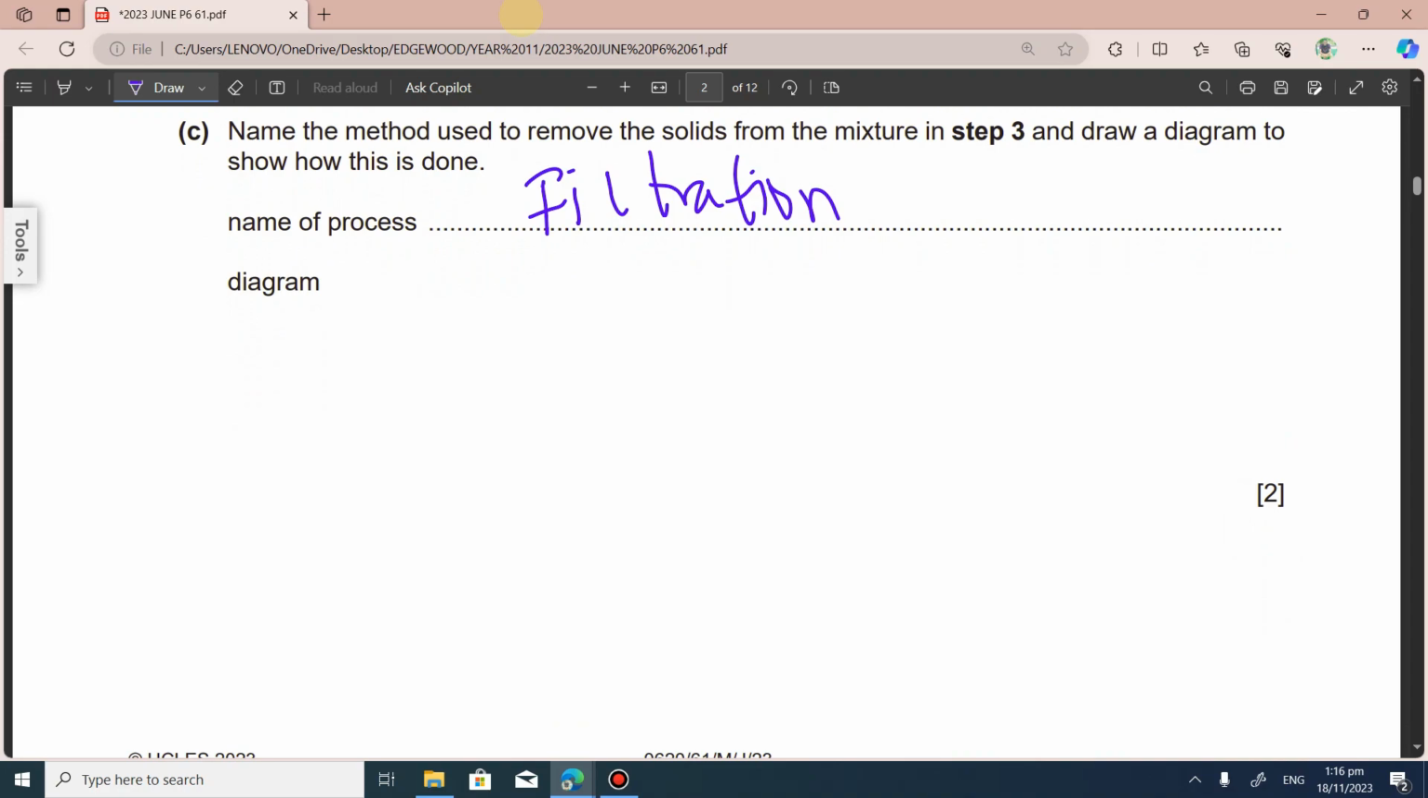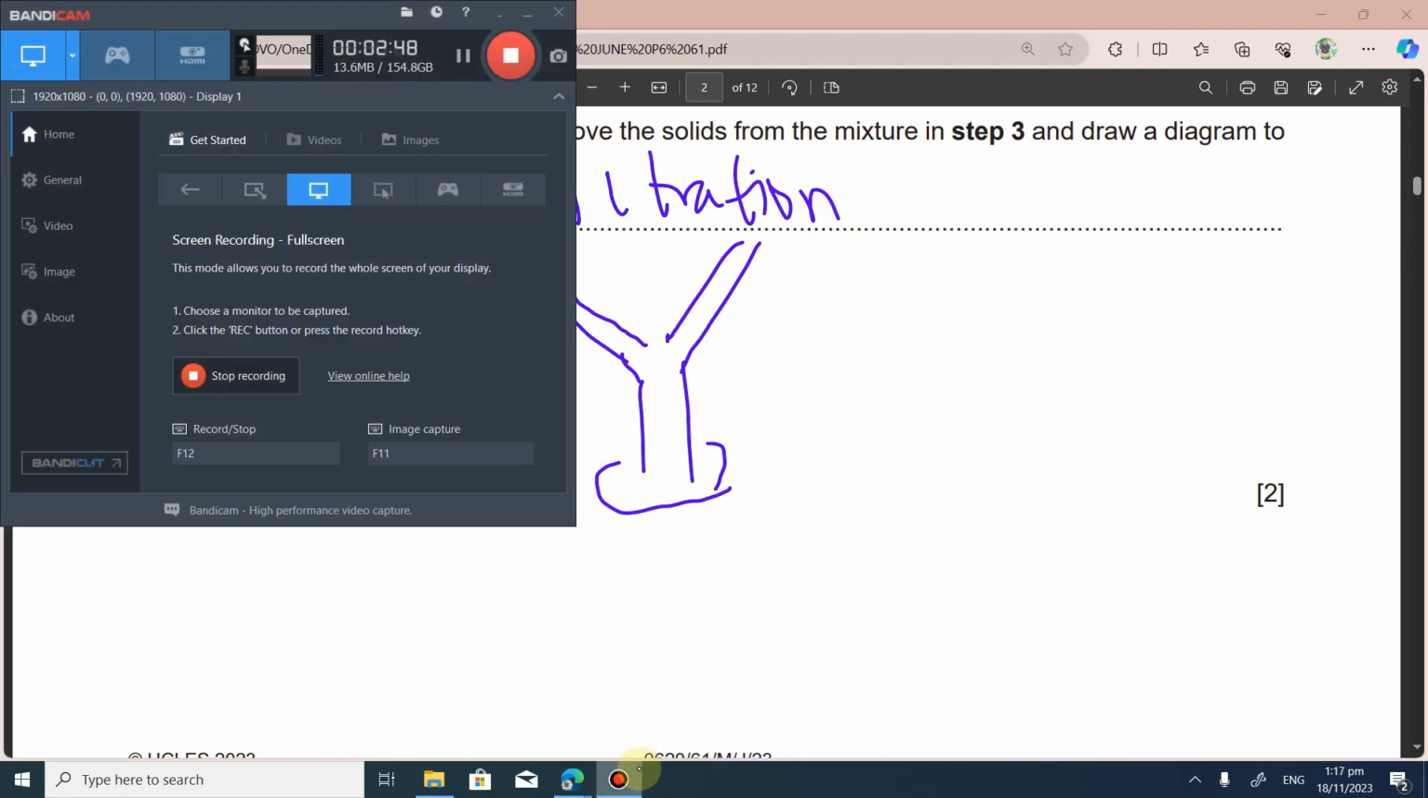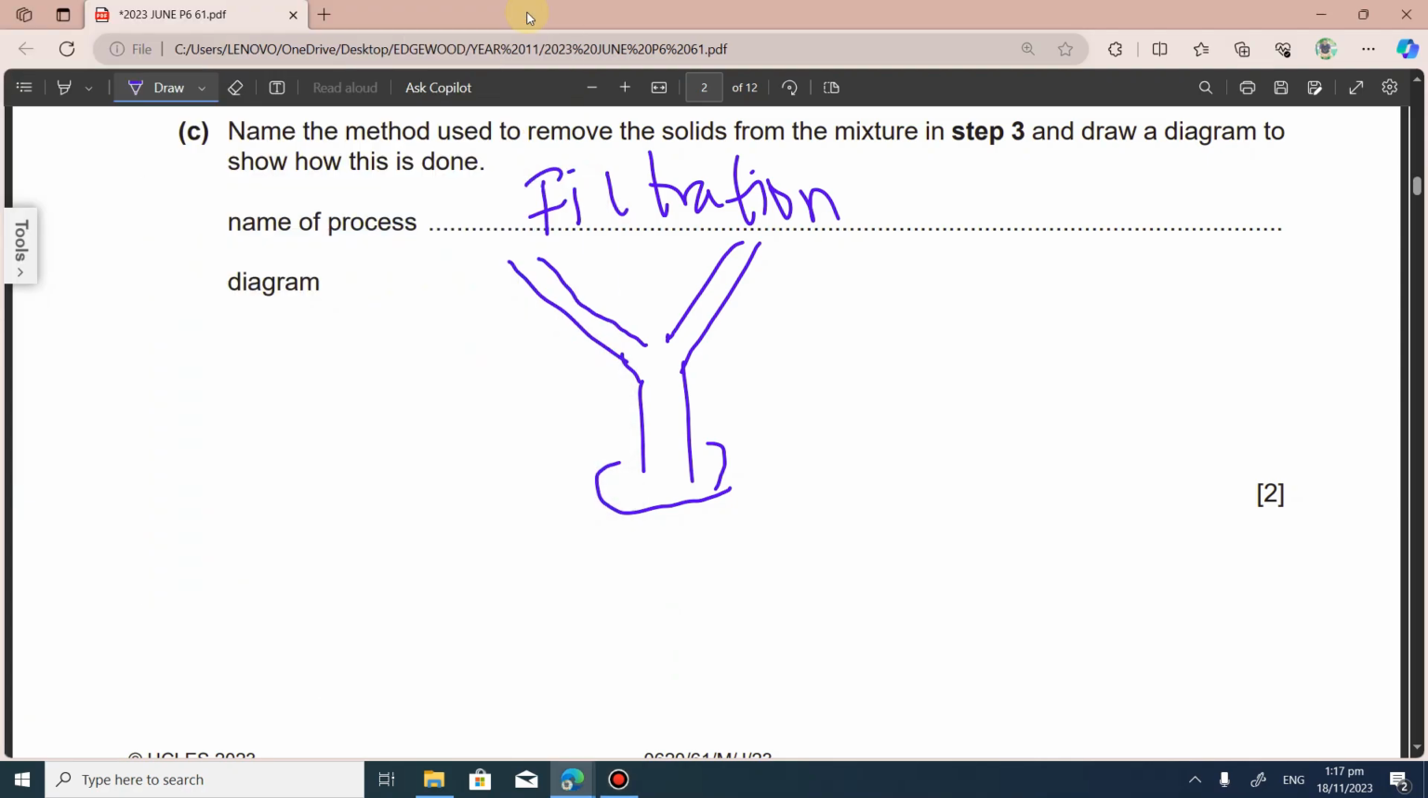And what do you need for the process of filtration? You need a filter funnel, like this. And of course, you also need a filter paper. So I'm just going to use this to represent the filter paper. Of course, you need something to contain what has been collected. So we draw the filter funnel over the conical flask. The conical flask will look like this.